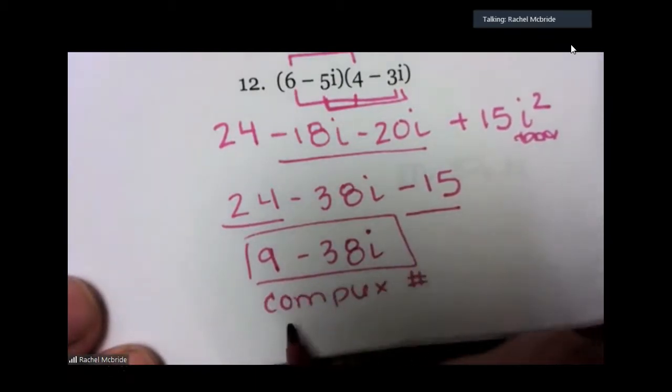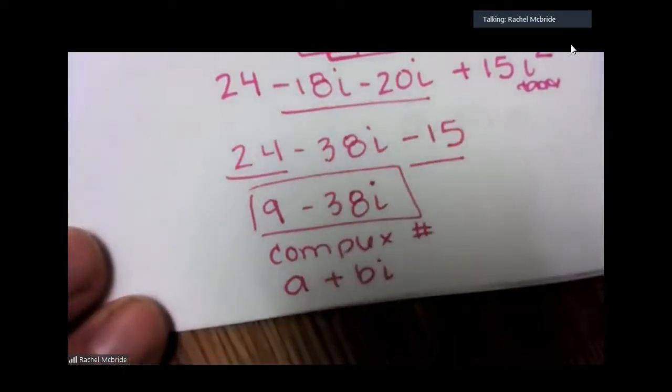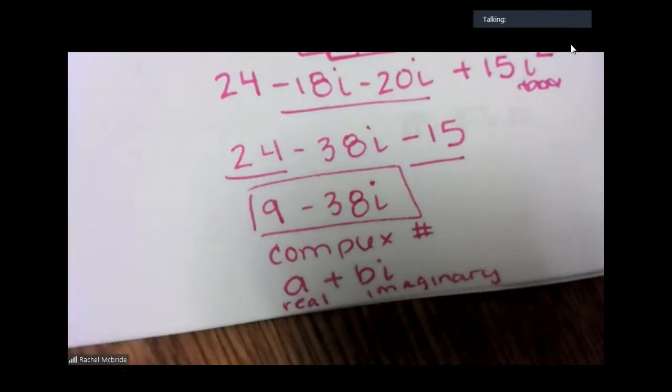Remember, a complex number is a number that is made up of a real and imaginary. The real is the a. The imaginary is the bi. That pretty much summarizes 5-4. It's the radicals and the complex and the i's.